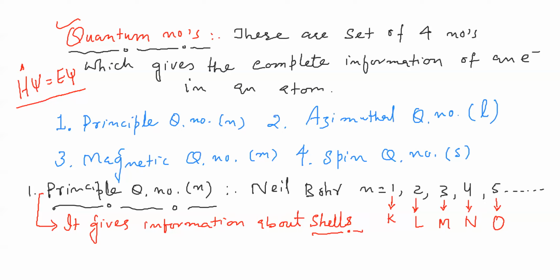Okay, fine. So let's move ahead. This principal quantum number gives the information about shells, right? For example, can you tell me the order of size of these shells? We know that K has a very small size. It is close to the nucleus. Then L has a bigger size, right? And then we have M, then N.